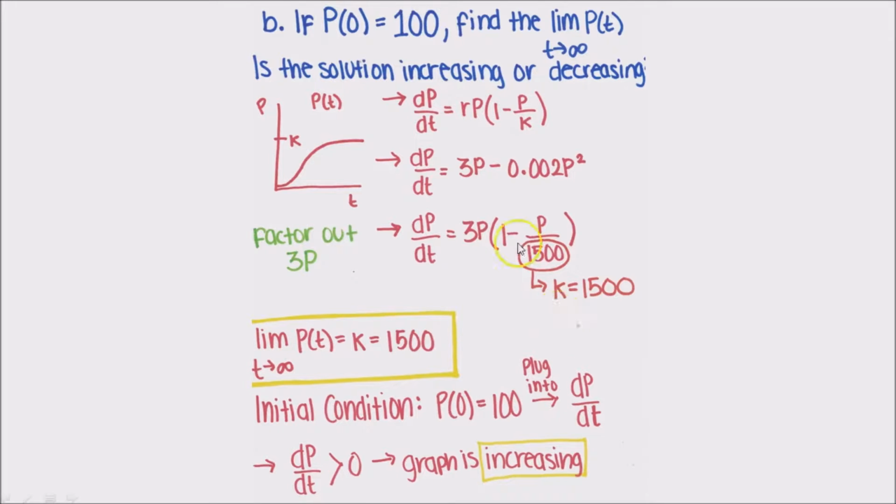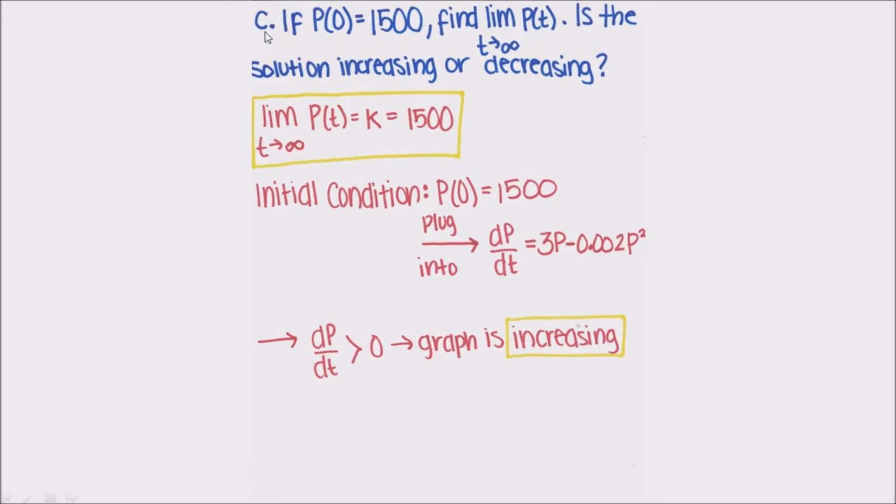And in order to find if the solution is increasing or decreasing, we have to find if dP over dt is positive or negative. We know this from Calc AB. If dP over dt is positive, the graph is increasing. If it's negative, it's decreasing. And to find that, we have to plug in the initial condition we're given into dP dt. So when we plug in P of 0 is equal to 100 into dP over dt, where you plug in 100 for P, you get that dP over dt is greater than 0, so therefore the graph is increasing.